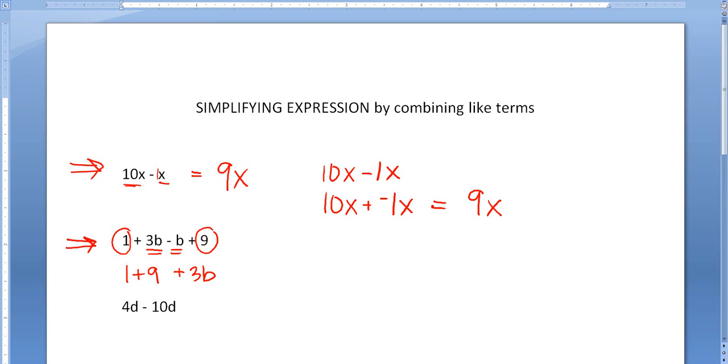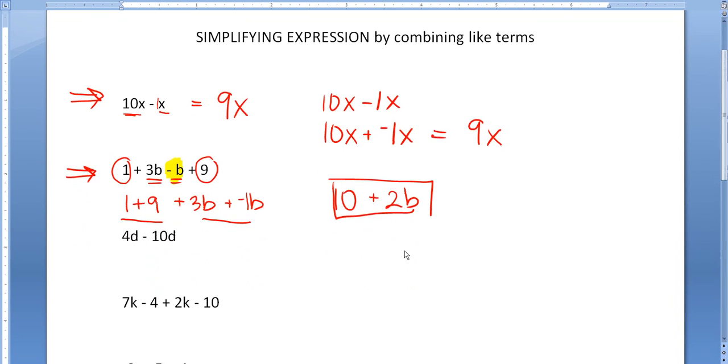And then, you see this right here? This is a subtraction problem, but I'm going to change it to an addition problem. Instead of subtract b, I'm going to write add a negative b. Okay? Now I can combine like terms. 1 plus 9 can be rewritten as 10. And 3b add a negative b. What's the coefficient in front of this one? It's a 1. 3b add a negative b, so I just add the coefficients, 3 and negative 1, and I get 2b. There is my simplified expression.